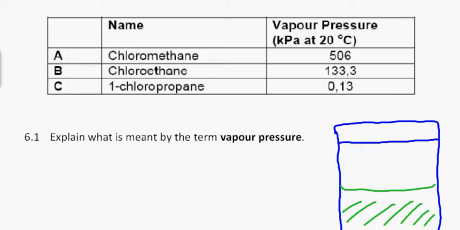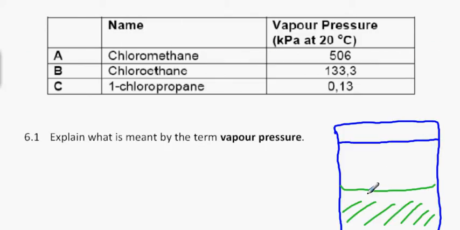Question 6 relates to a practical investigation in which a series of haloalkanes have had their vapor pressure measured at 20 degrees Celsius. Now 6.1 asks you to explain what's meant by the term vapor pressure. This diagram on the right indicates a container shown in blue with a lid on and a liquid stored within that container indicated with the green markings.